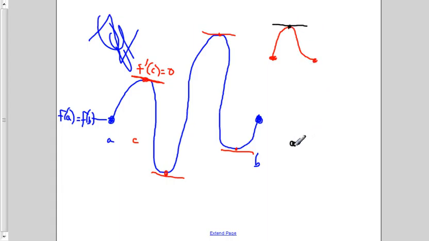Okay, so I might say, well, what if I have a horizontal segment? Well, again, this derivative is 0. The derivative of that is 0. So there's an infinite number of ones. And again, you can't include the endpoints, okay, because you can't take the derivative at the endpoint.